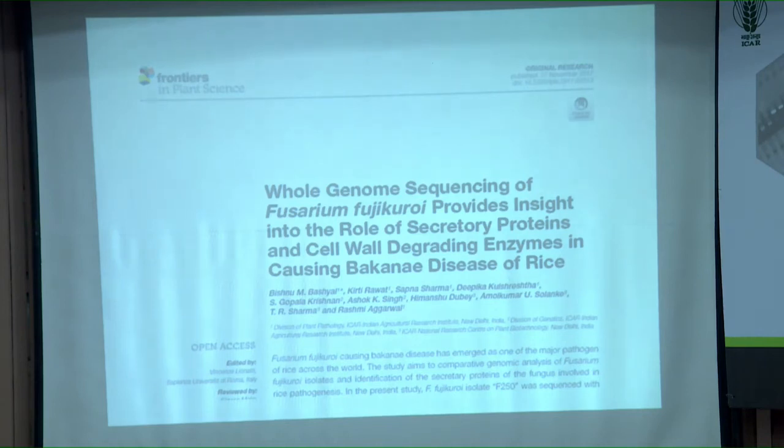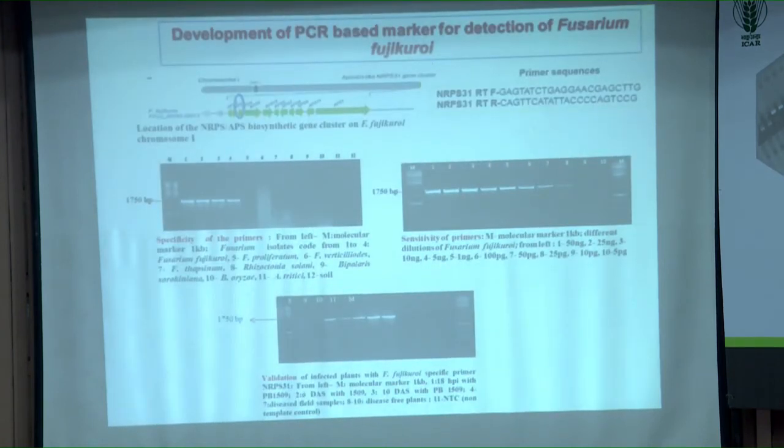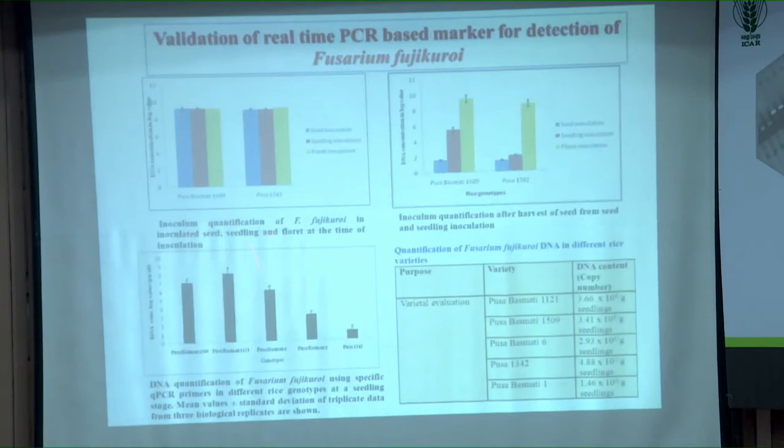So based on whole genome analysis, we identified one region, that is NRPS 31, it is highly specific for the Fusarium fusiculae. Then we have checked specificity and sensitivity also. Further it is validated in field disease samples and soils. Then this is the PCR based marker we developed. Further we modified it and we developed RT-PCR based primers, which can be used for the characterization of host resistance also.